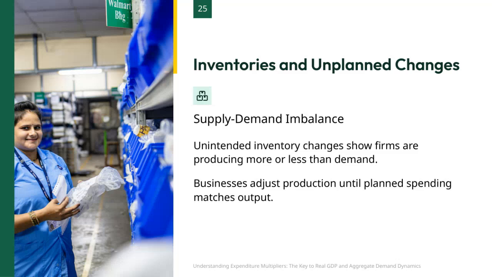Here we're focusing on inventories and unplanned changes, which are crucial indicators of how well a company is balancing supply and demand. When we see unintended inventory changes, it means the firm is either producing more or less than what the market demands. This mismatch creates what we call a supply-demand imbalance. To correct this, businesses typically adjust their production levels until their planned spending aligns perfectly with their actual output. This process helps maintain efficiency and prevents overproduction or shortages.